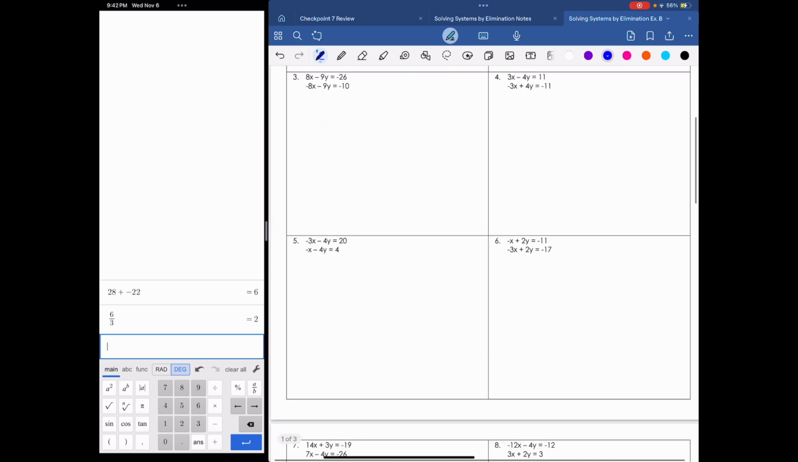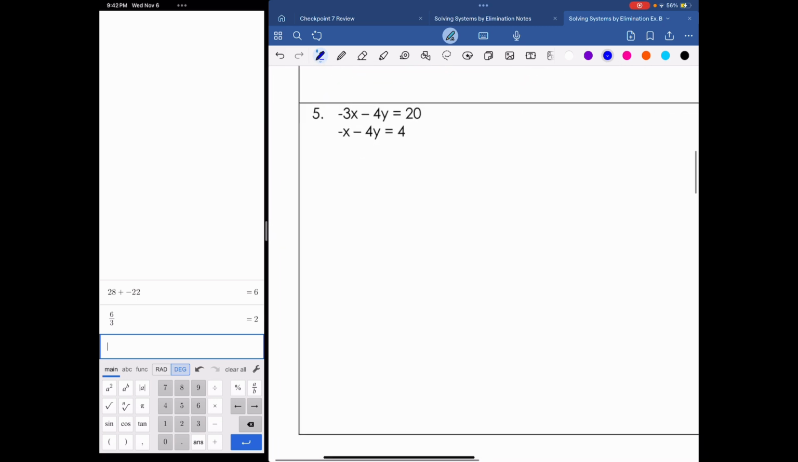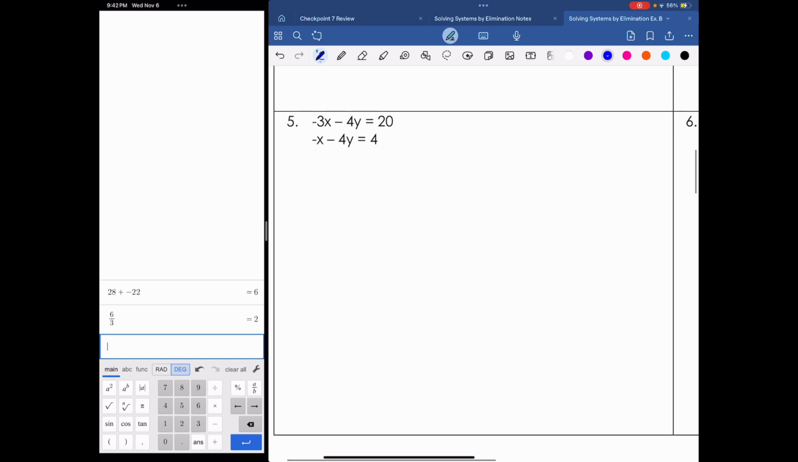Let's go ahead and move on. We're going to take a look at number 5. Number 5, we have negative 3x minus 4y equals 20, and we have negative x minus 4y equals 4. To start off with, I have to check to see if both of my equations are in standard form. In other words, do I have x, y equals my number? Yes. Second equation, x, y equals my number? Great. So now I need to check to see if I have opposite coefficients.